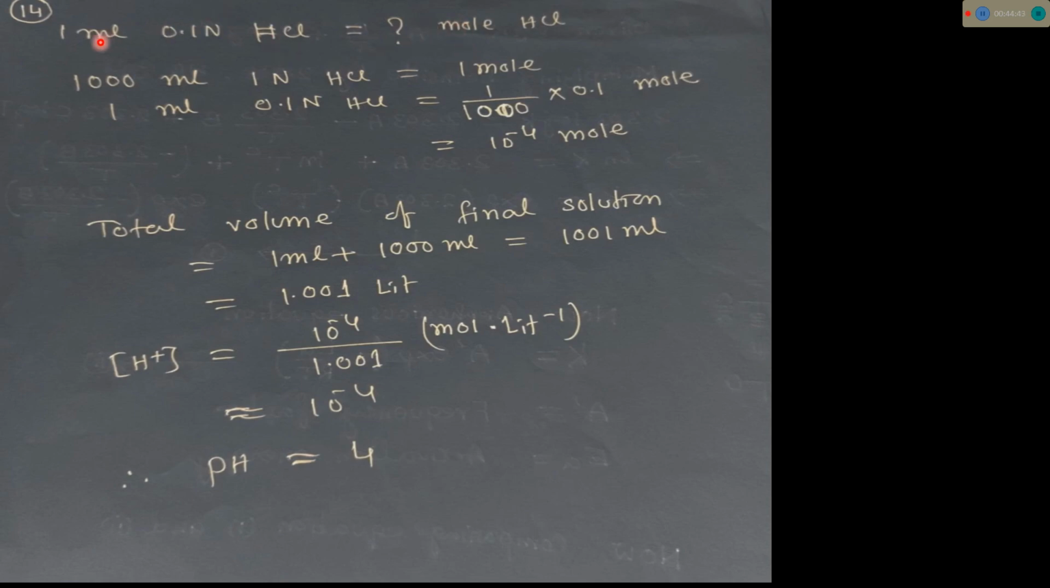If we add 1 ml 0.1 normal HCl to a 1 liter solution of sodium chloride, then what will be the pH of the resulting solution?